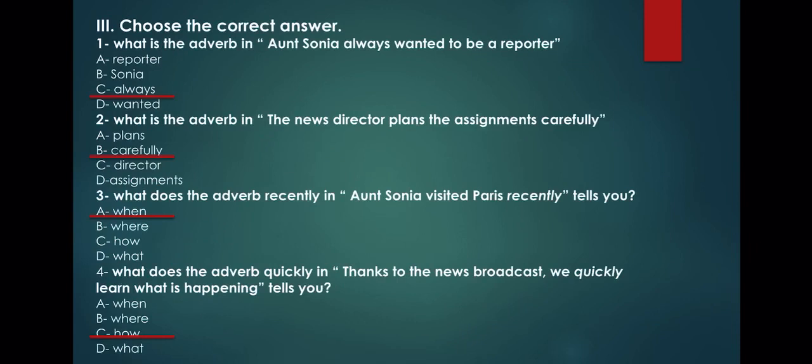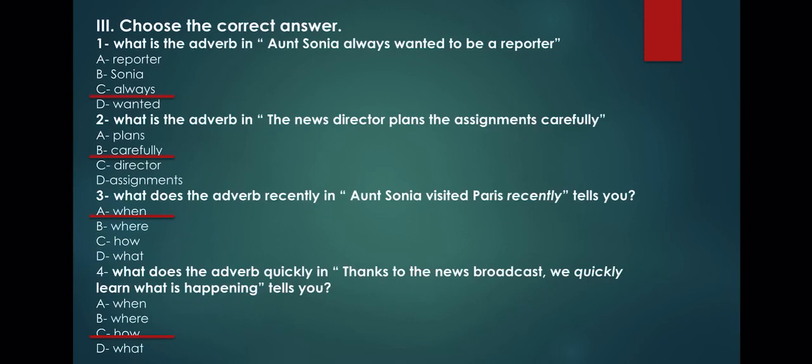Now you have exercises on the adverbs. Choose the correct answer. What is the adverb in: Sonia always wanted to be a reporter? The adverb here is always. What is the adverb in: The news director plans the assignment carefully? It is actually carefully. What does the adverb recently in Aunt Sonia visited Paris recently tell you? It tells me when Aunt Sonia visited Paris, the answer would be recently.